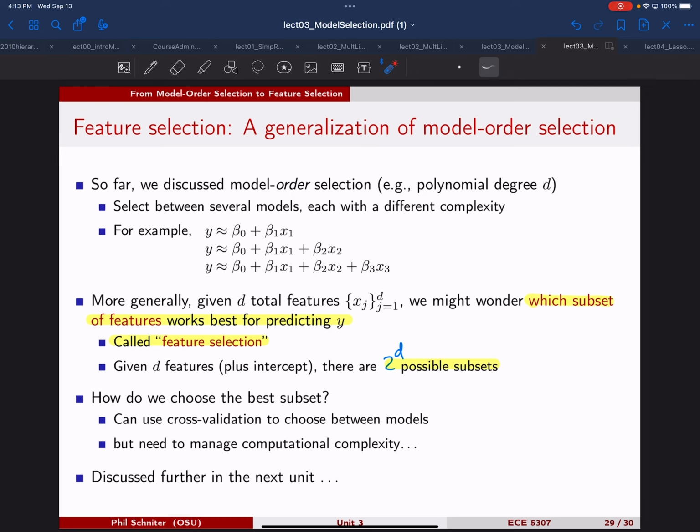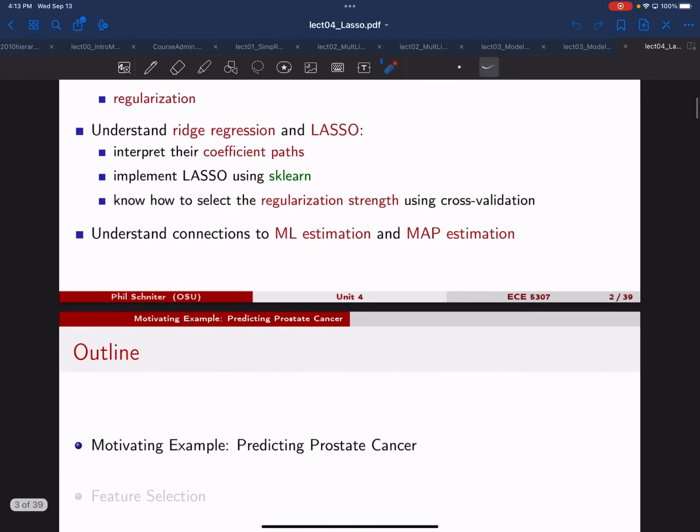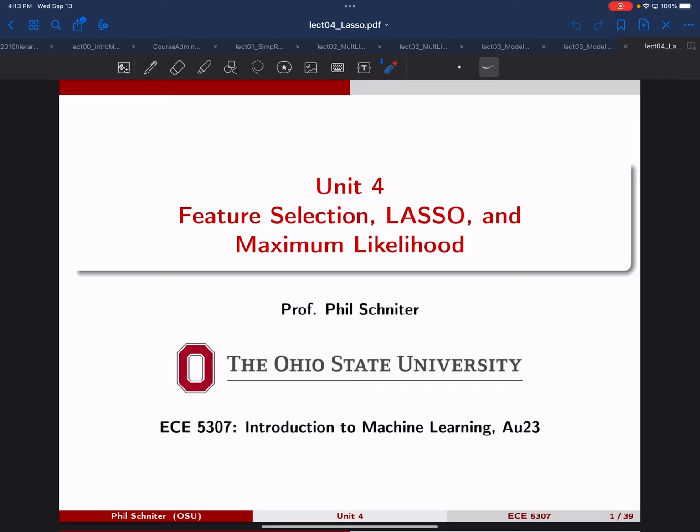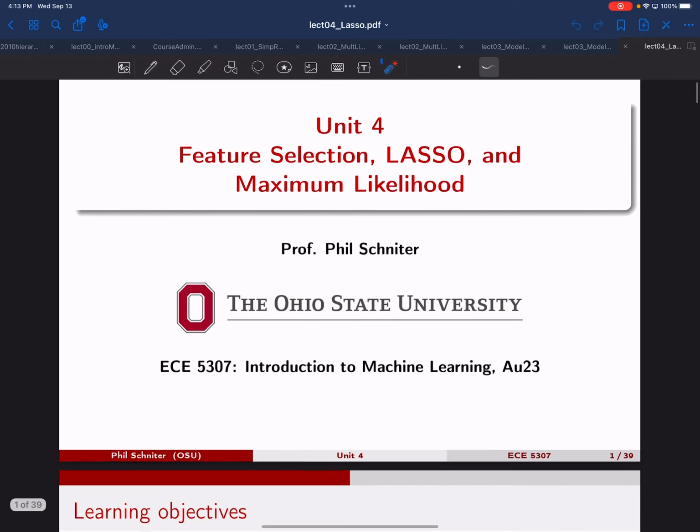In spirit, some things are similar. How do we do this? Well, we can use cross-validation in principle. But the main issue is when d is large enough, we can't just try all the subsets. So we have to do some things that are maybe suboptimal, a little bit more clever. So that brings us to Unit 4, which is basically feature selection as the goal. And then in doing feature selection, we'll learn about some other techniques, lasso, maximum likelihood, which will be useful for moving forward to other units.